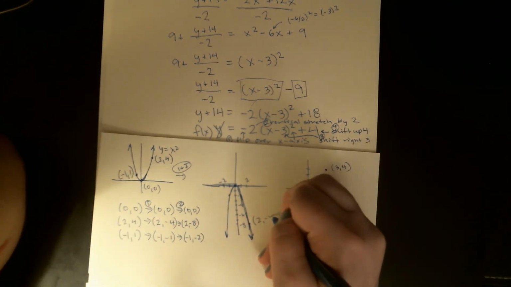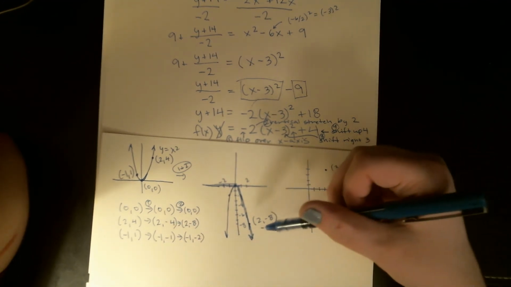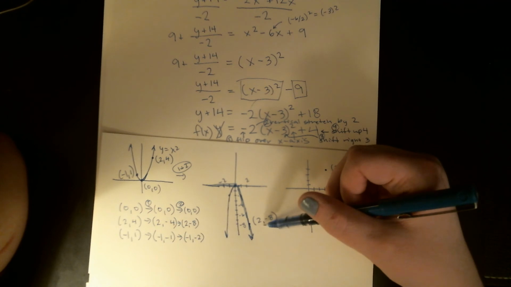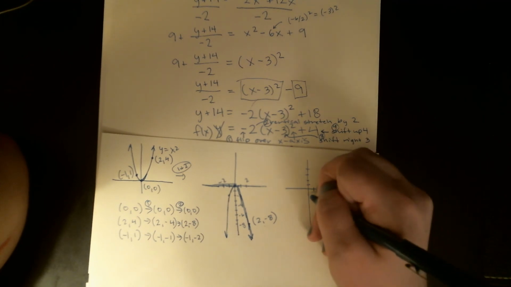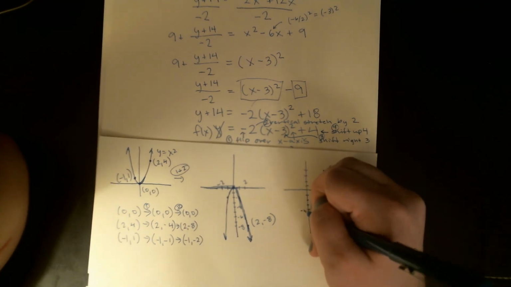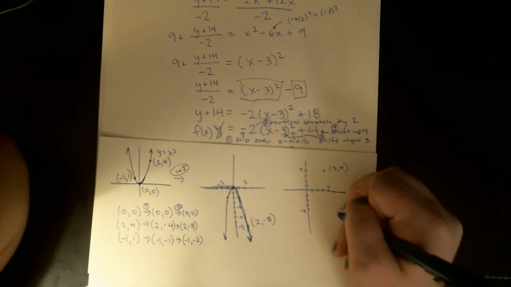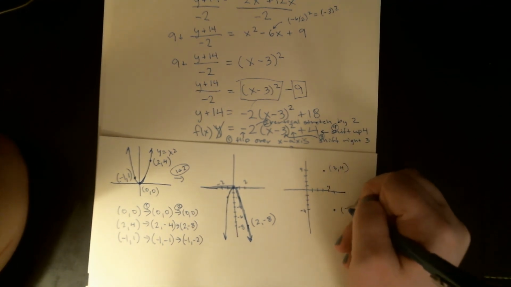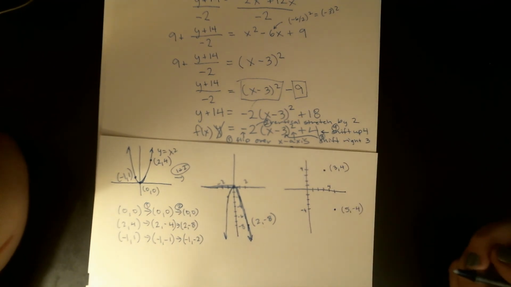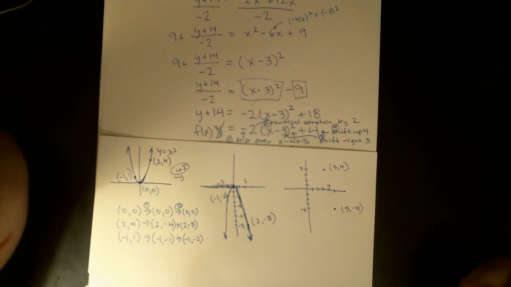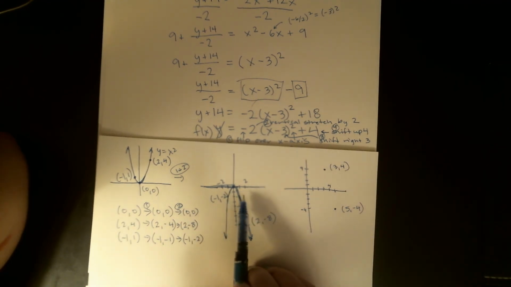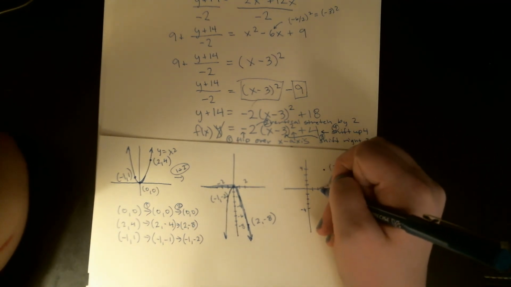This point was 2, negative 8. If I shift right 3, it will land at 5, negative 8. If I then shift up 4, it will land at 5, negative 4. Okay, and final point was negative 1, negative 2. If I shift to the right 3, it's going to land at 2, negative 2. If I then shift up 4, it's going to land at 2, 2. So 2, 2.